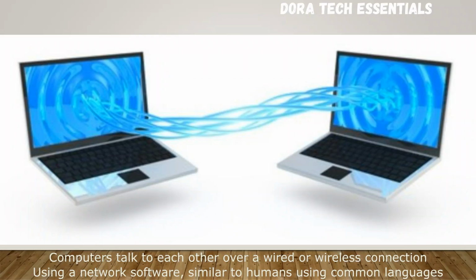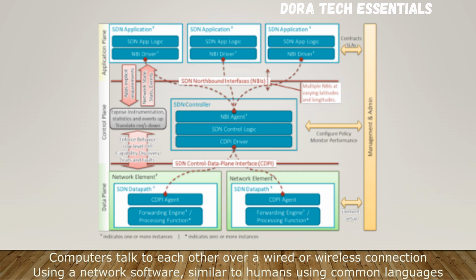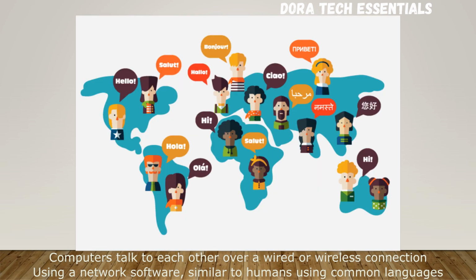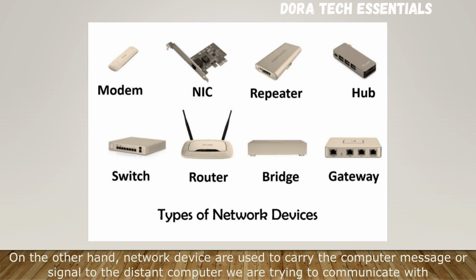Computers talk to each other over a wired or wireless connection using network software, similar to humans using common languages. Computer is a general term used for a device which can process information. It can be your laptop, a desktop, mobile, tablet, or even a smart TV. On the other hand, network devices are used to carry the computer message or signal to the distant computer we are trying to communicate with.